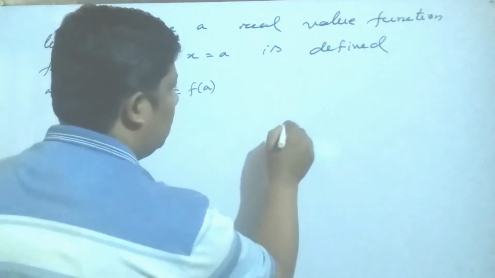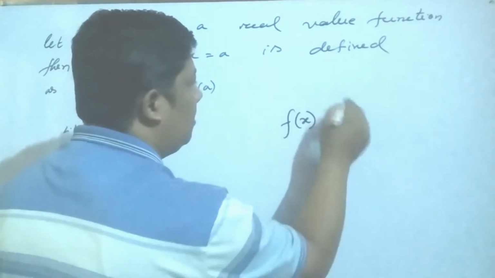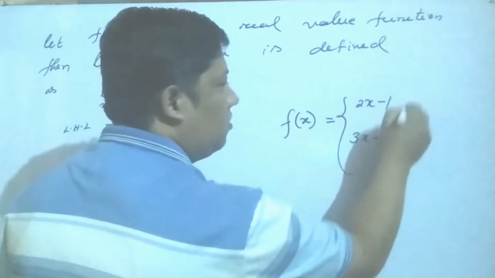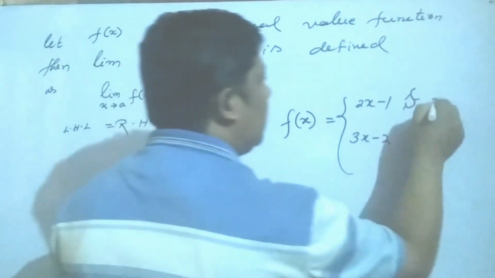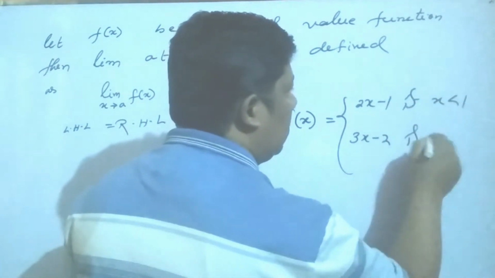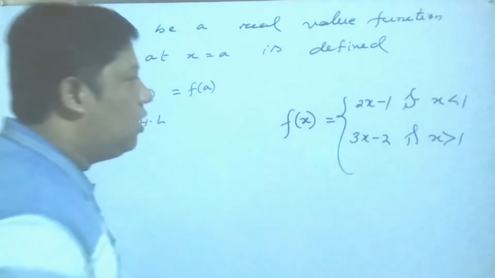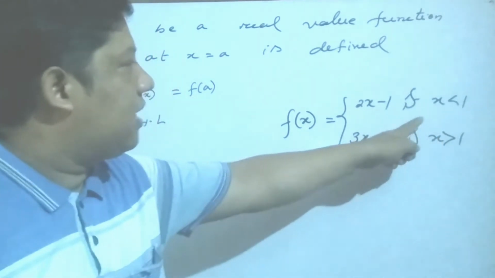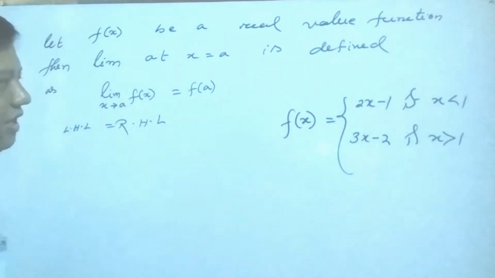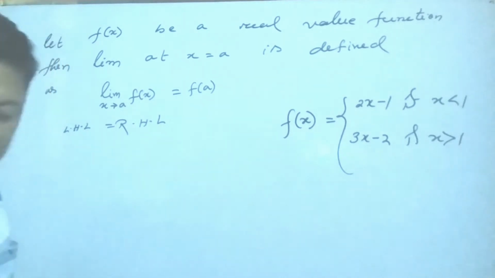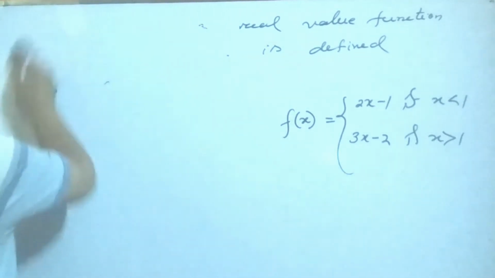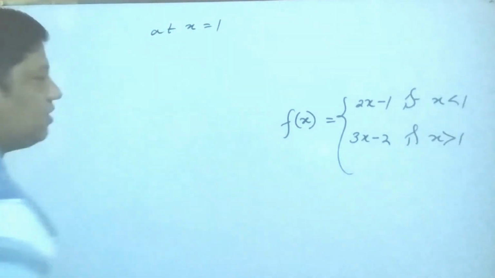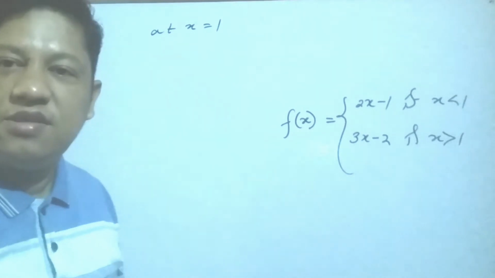Suppose the function f of x is given as 2x minus 1 if x is less than 1, and 3x minus 2 if x is greater than 1. Suppose you have to find the limit at x equal to 1. At this point, you have to find the limit.